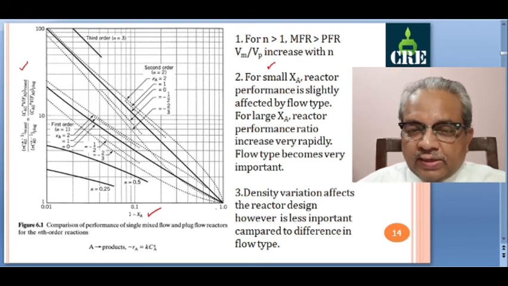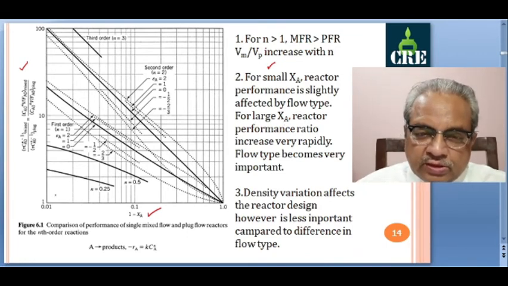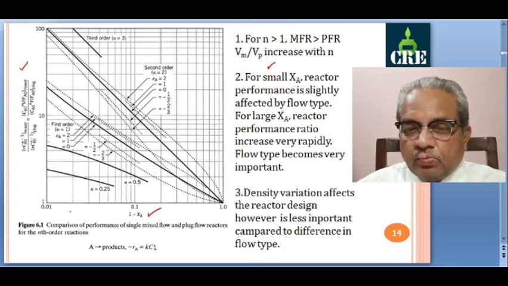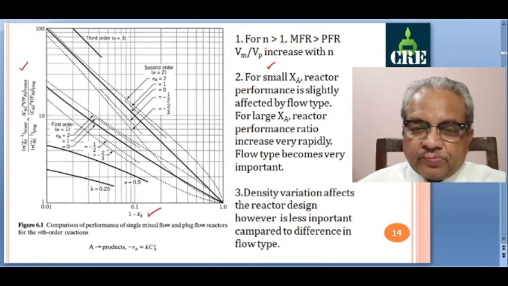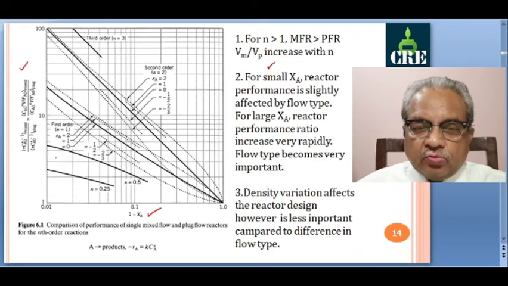So for small xa, or large value of 1 minus xa, the performance is slightly affected by the flow type. For large xa, however, which means smaller values of 1 minus xa, the reactor performance ratio increases very rapidly. You can see this for n equal to 0.25, 0.5, 1, 2 and 3. This ratio is increasing, from 1, 2 point something, to more than 10, to almost 100. So in this region it is very rapid.